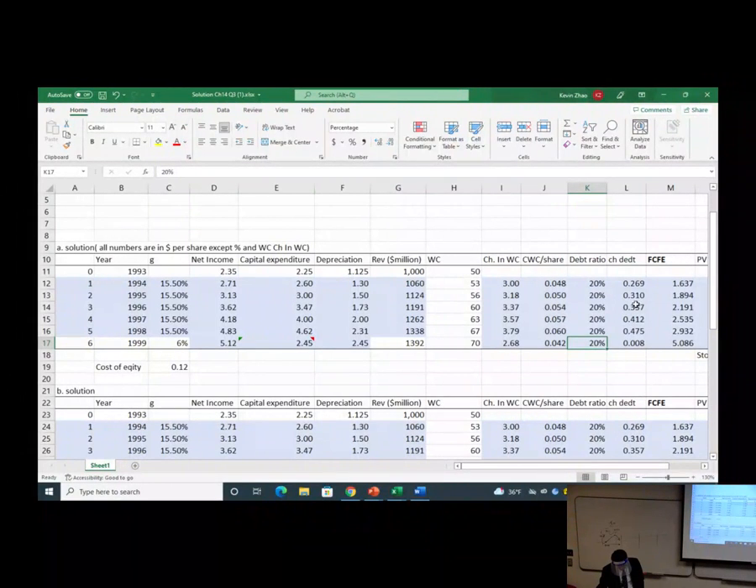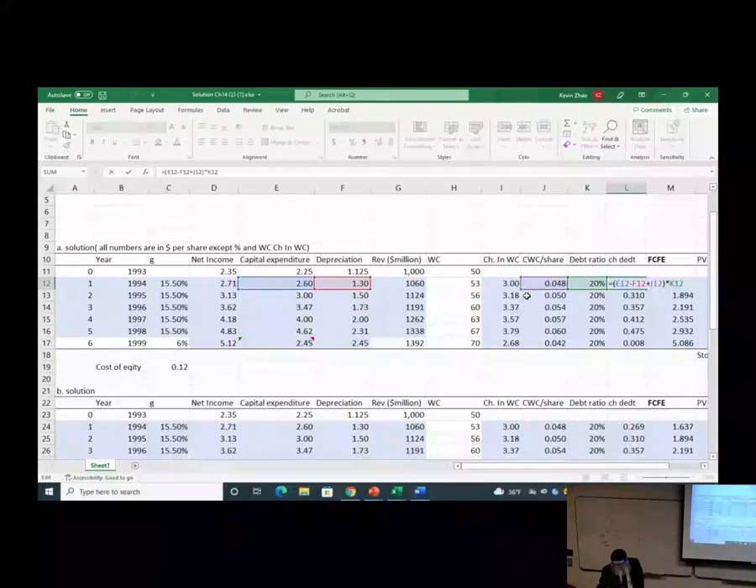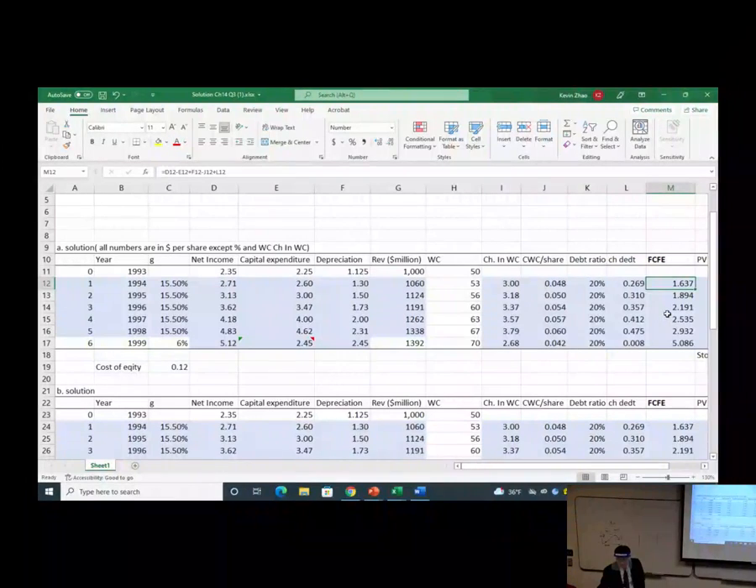Now here's changing debt. Changing debt equals capital expenditure minus depreciation plus changing working capital per share, multiplied by 20%. It simply says the new reinvestment will be financed 20% by debt, 80% by equity. And then I get this free cash flow to equity.